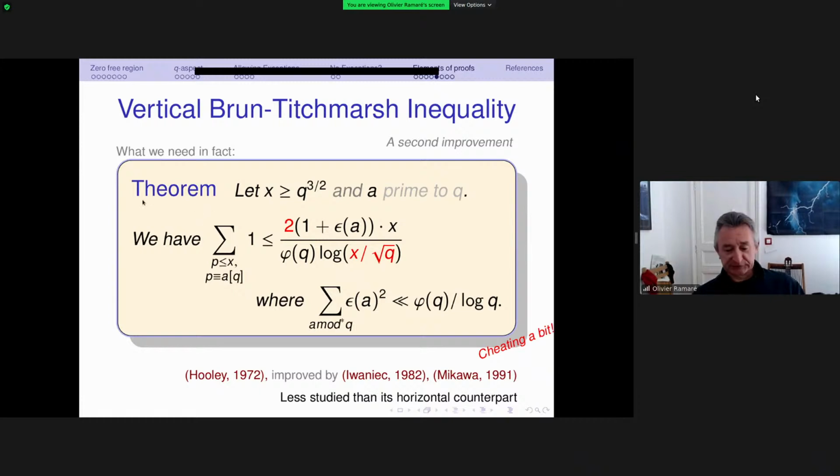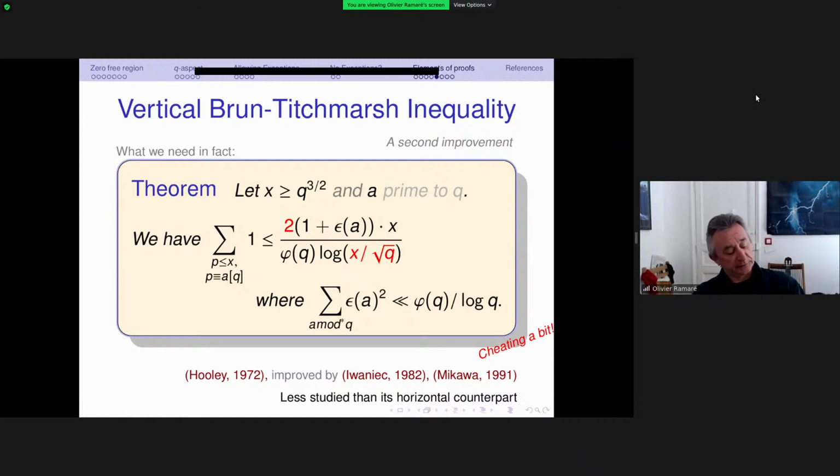So that's what finally calls the vertical Brun-Titchmarsh inequality, with analogy to the Sato-Tate distribution. The horizontal counterpart has been studied quite a lot. I mean, you fix a and you vary q. Here we have q fixed and we vary a. We have less material at our disposal because we have only the multiplicative properties modulo q and we know it not so well.